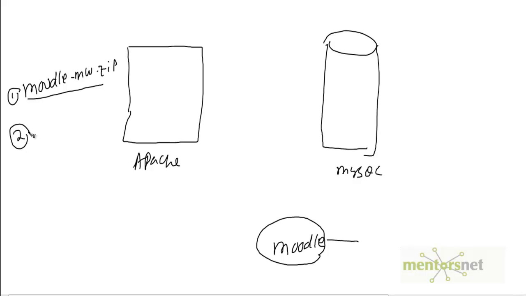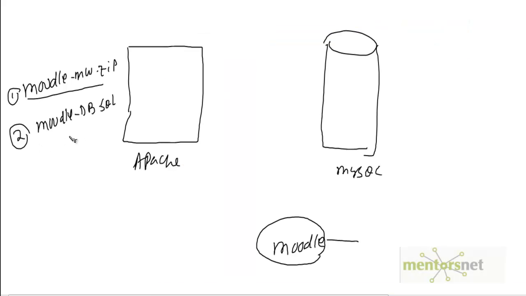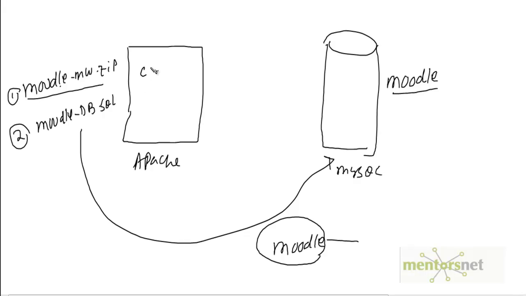Step two, I have another file called moodle_db.sql. Get this file and run it in the database, and create a database named as specified. Unzip this one into c:/xampp/htdocs.